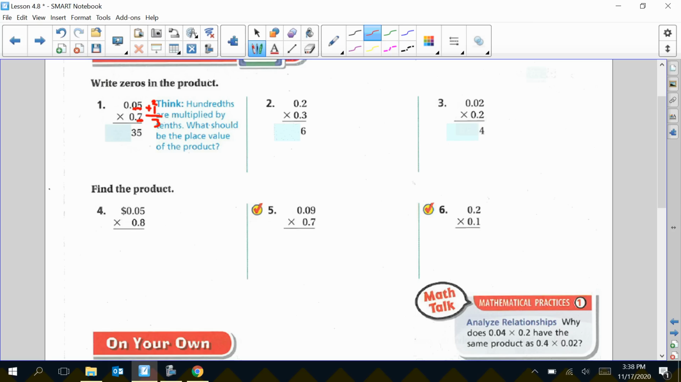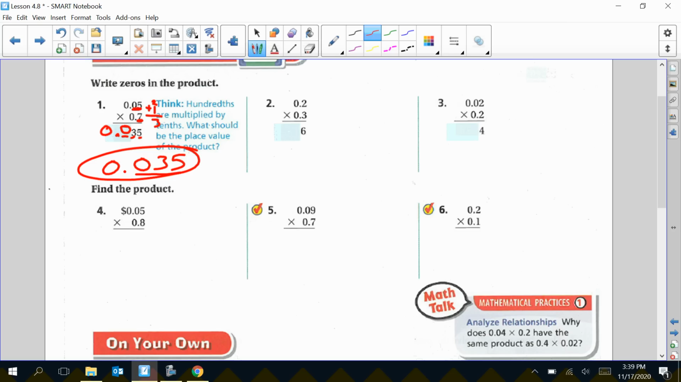So as we move over in our answer, we're going to count left. 1, 2, 3, and place a decimal point. Now, we have an empty placeholder there in the tenths place. So we're going to put a 0. And then we're also going to put a 0 in the ones place here. And our answer is 35 thousandths. Because we have 3 digits to the right of the decimal, and we have 3 in our answer.